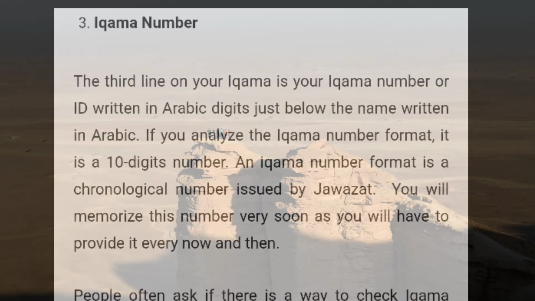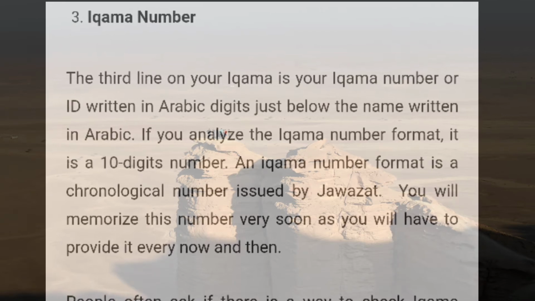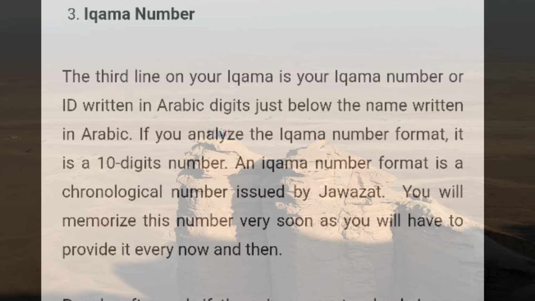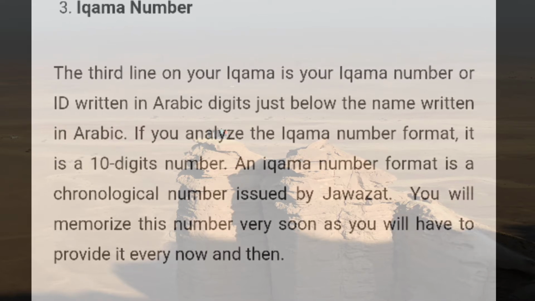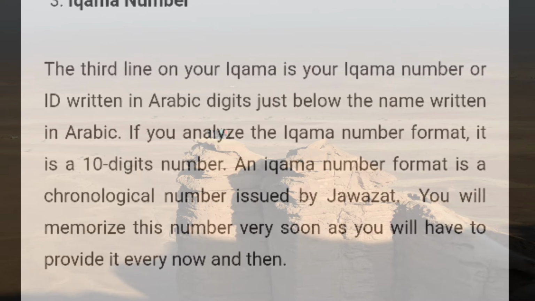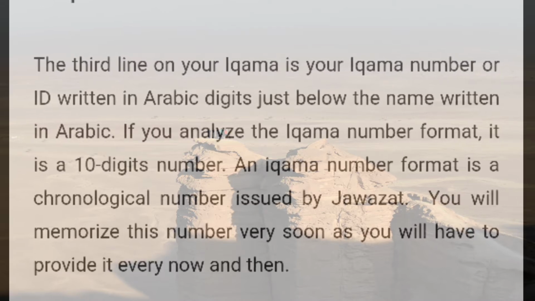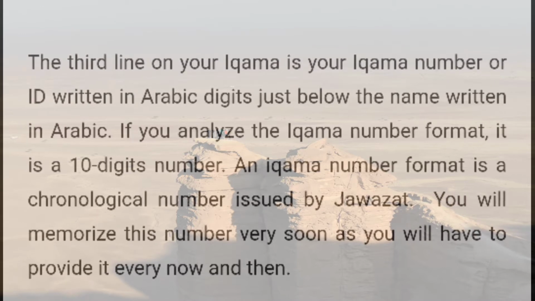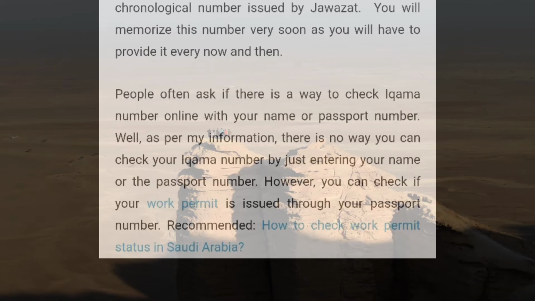Iqama number. The third line on your Iqama is your Iqama number or ID written in Arabic digits just below the name written in Arabic. If you analyze the Iqama number format, it is a 10 digit number. An Iqama number is a chronological number issued by Jawazat. You will memorize this number very soon as you will have to provide it every now and then.